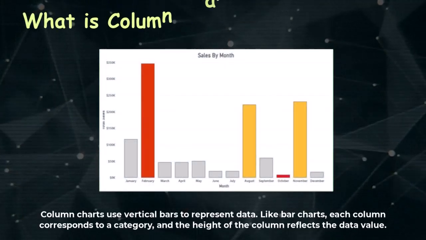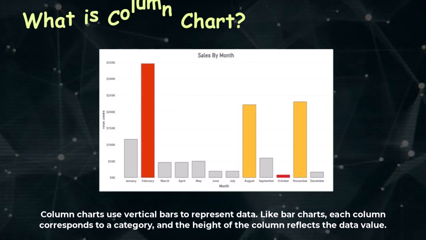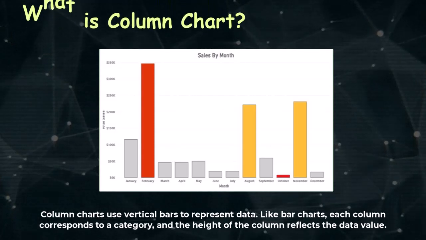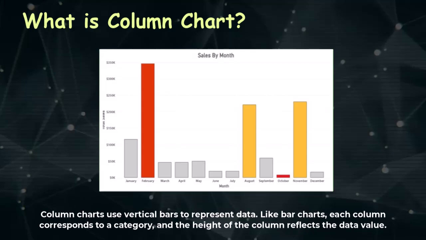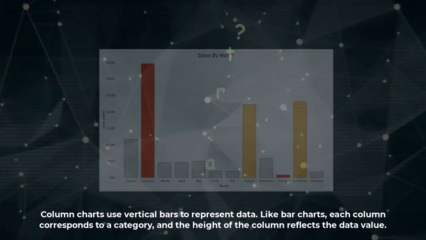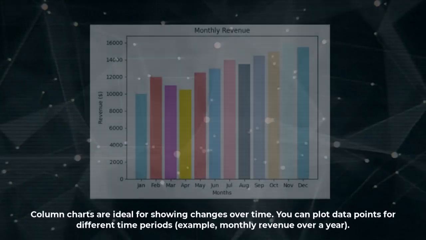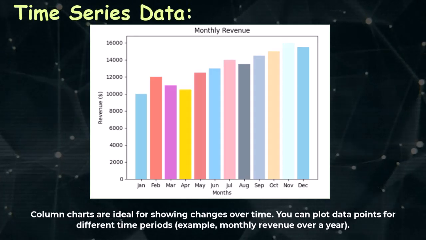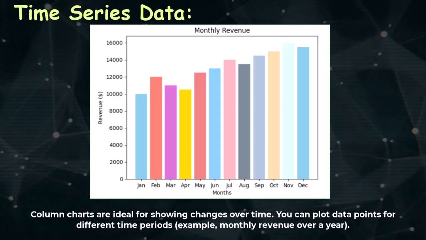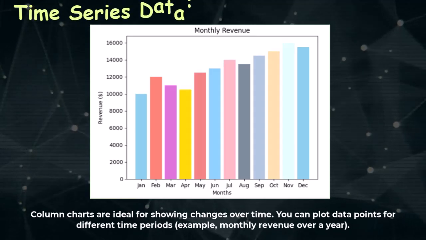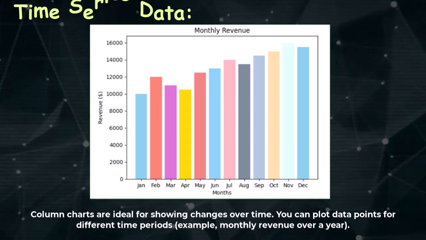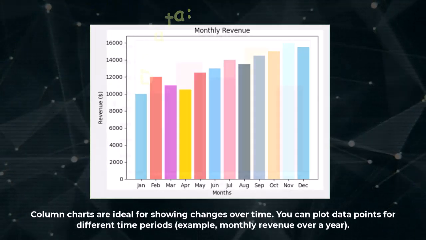What is a column chart? Column charts use vertical bars to represent data. Like bar charts, each column corresponds to a category, and the height of the column reflects the data value. Use cases: time series data. Column charts are ideal for showing changes over time. You can plot data points for different time periods. Example: monthly revenue over a year.